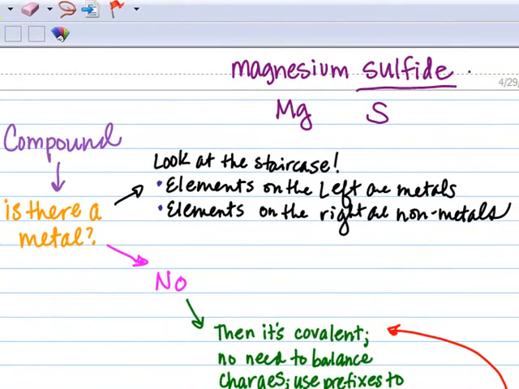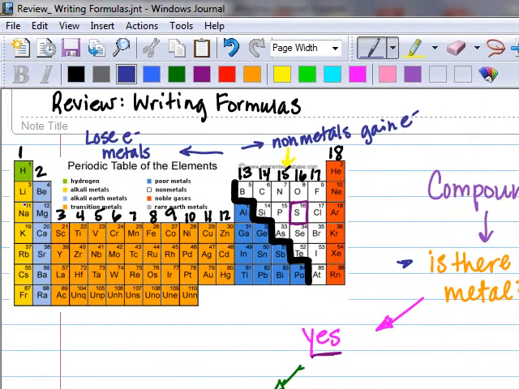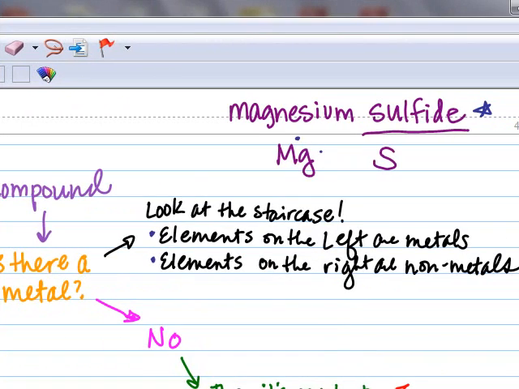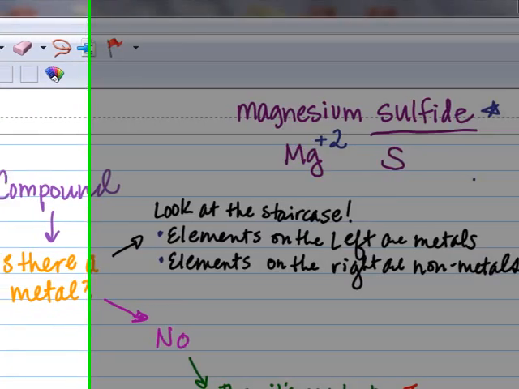Let's go back to our example, magnesium sulfide. Like I said, magnesium is here, it's number 12, and it's in group 2. What that means is that magnesium has 2 valence electrons, and when it forms an ion, it's going to lose both of them. That means that magnesium has a positive charge, and it lost 2 electrons, so the charge is +2.